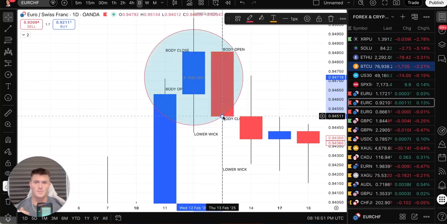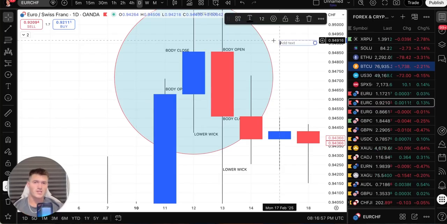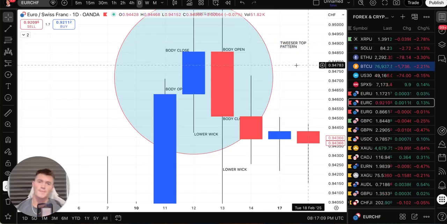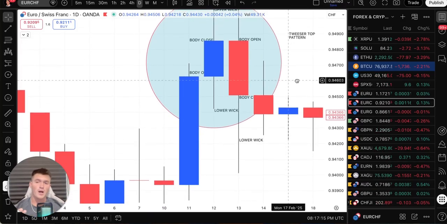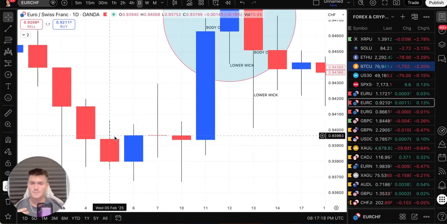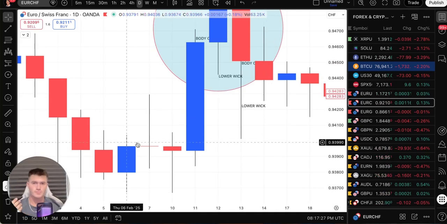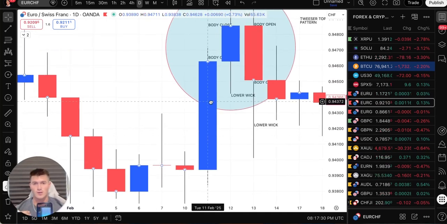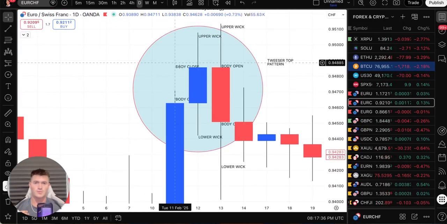This type of pattern right here is often referred to as a tweezer top pattern. A tweezer top pattern is a reversal pattern. You'll also see that you'll have tweezer bottom patterns. They kind of look like this. It consists of one bearish and one bullish candlestick. And typically, they indicate that price is turning around. And that's exactly what happened. We got this reversal, tweezer top pattern here.